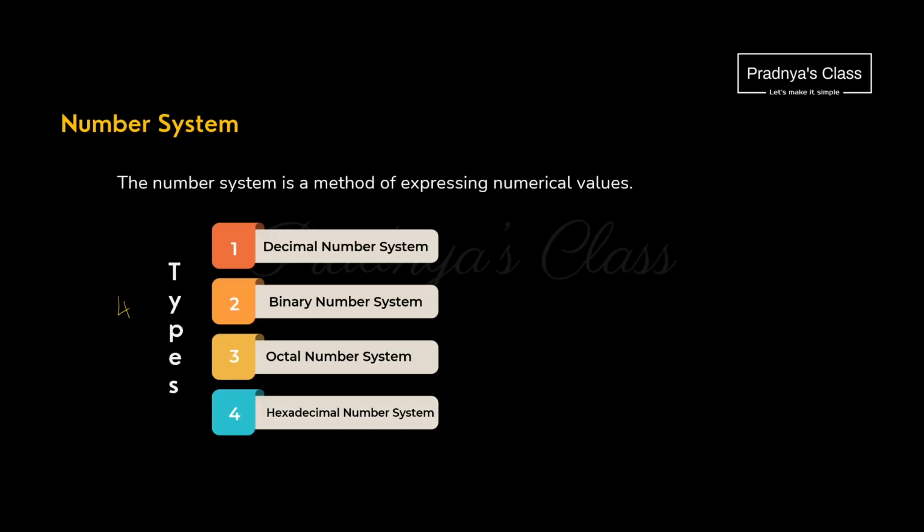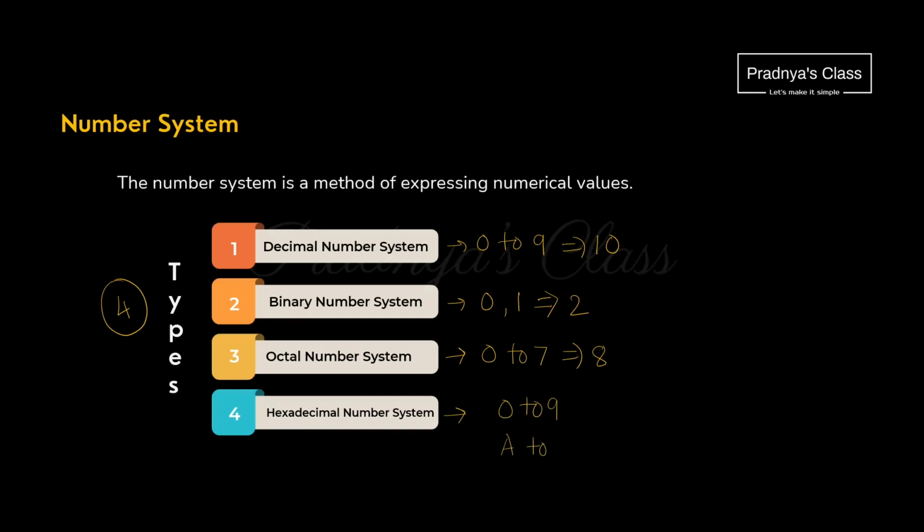Alright, we understood all four types of number systems. In the decimal number system, we use digits from 0 to 9. There are a total of 10 digits, that's why the base is 10. In the binary number system, we use only 2 digits, 0 and 1. So total digits are 2, that's why the base is 2. Whereas the octal number system uses digits from 0 to 7, total digits are 8. And in case of the hexadecimal number system, we use digits from 0 to 9. After that, we use letters A through F. Total digits are 16. Hope it is clear to you now. If you get any theory question on it, you can write it easily.